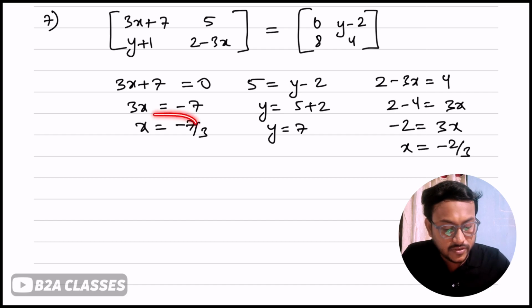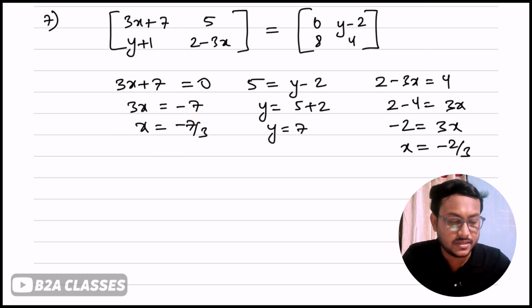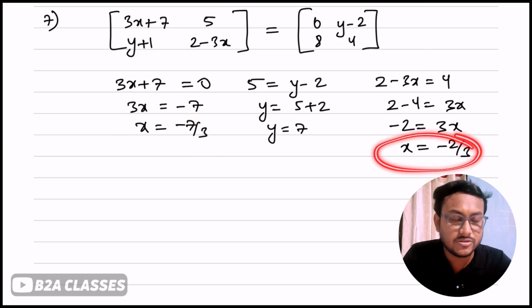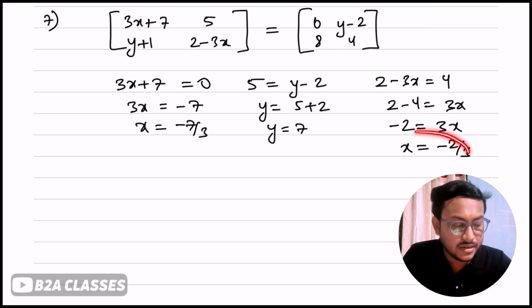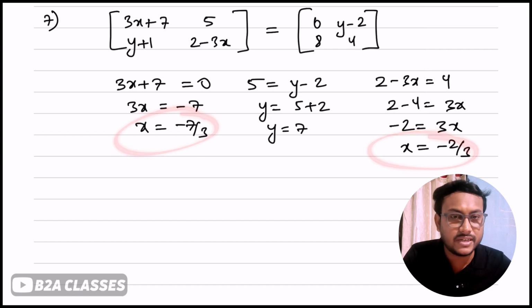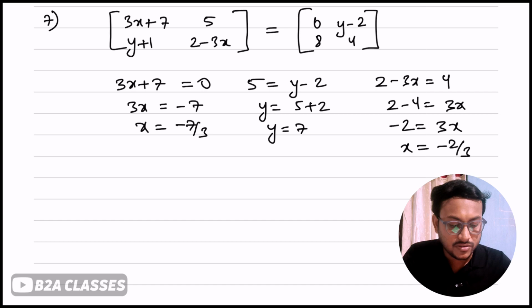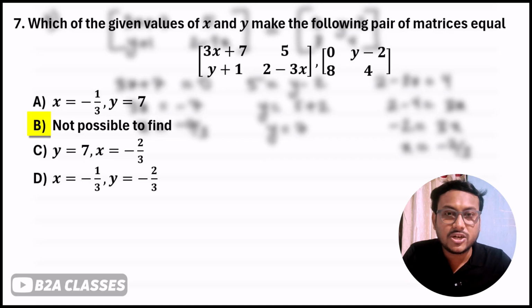Now from the first equation I got x equals -7 by 3, and from the second equation I got x equals -2 by 3. So this is wrong. These cannot be two different values, because two different values would mean two different elements, but if two matrices are equal then the corresponding elements must be equal. With two such values the corresponding elements will not be equal. Therefore these matrices are not equal, so we cannot calculate the values of x and y. So the correct option is not possible to find, which is option B.